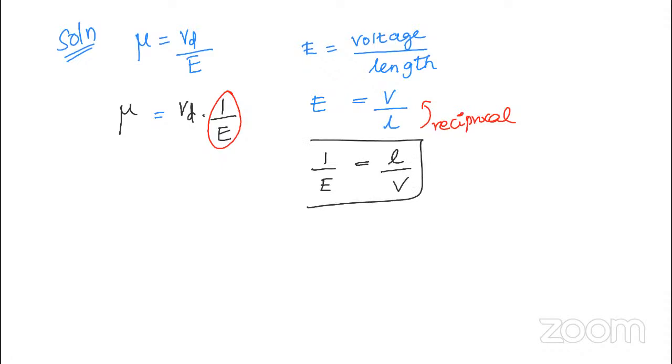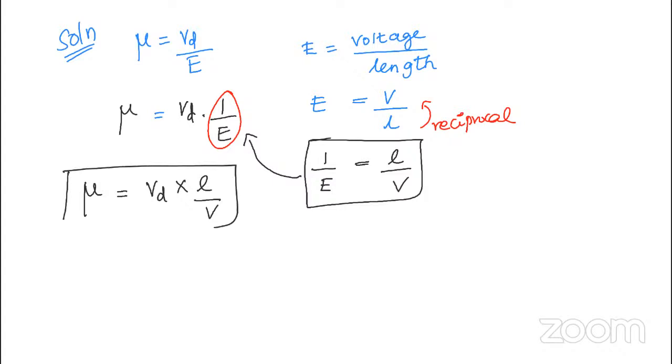Now we are substituting this expression here. Then the expression changes to Vd into L by V, which is equal to mu. In this expression, the values of V, L and Vd are given. All the values should be substituted and the final result calculated. So let us now try this one. You have 1 minute. After working it out, you may tell me the answer, which option is right.